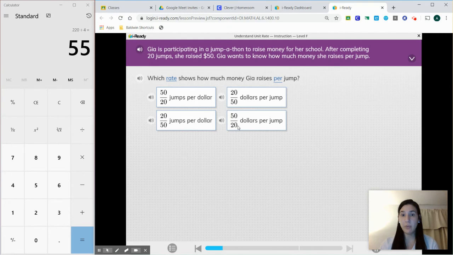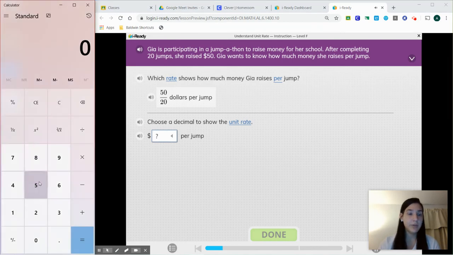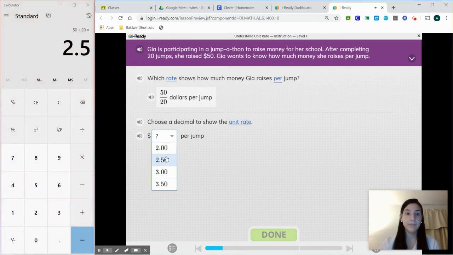So we want 50 over 20, and then we want the phrase dollars per jump. Make sure you click dollars per jump. Be careful. It switched it up on us. Now we want to divide. Unit rate. So we're going to do 50 divided by 20, which is going to give us a decimal, 2.5, which we're going to select and hit done.